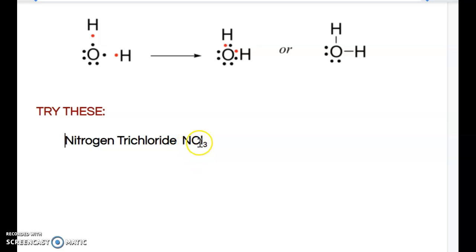So nitrogen and chlorine. And the first rule that we need to remember is that the least electronegative atom is going to go in the middle of our diagram. The only atom that goes against that rule is hydrogen.